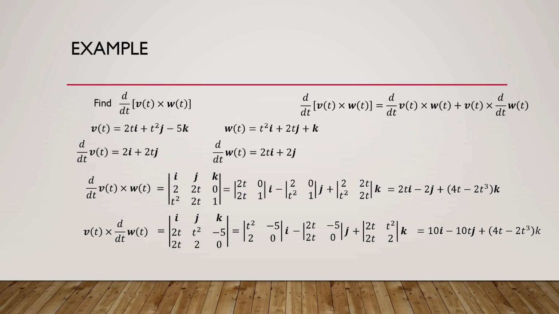We then take the sum of these two cross products to arrive at the final answer: the quantity of 2t plus 10 times i, minus the quantity of 10t plus 2 times j, plus the quantity of 8t minus 4t cubed times k.